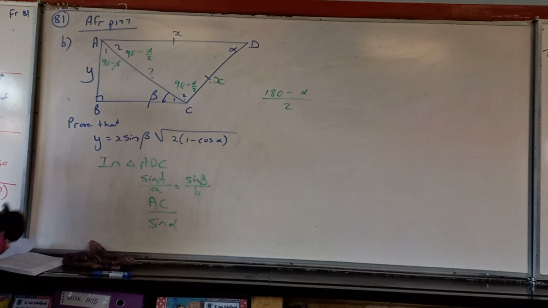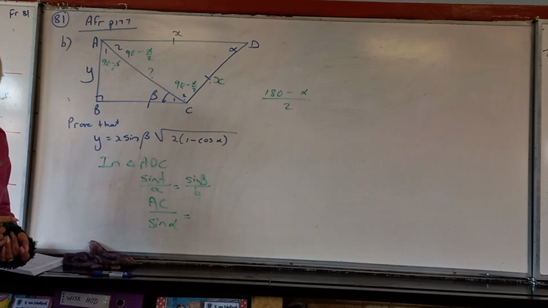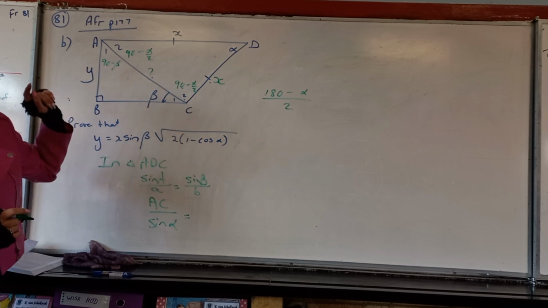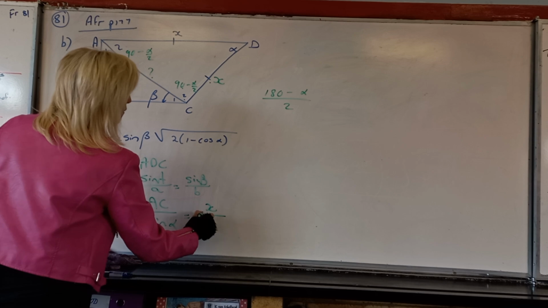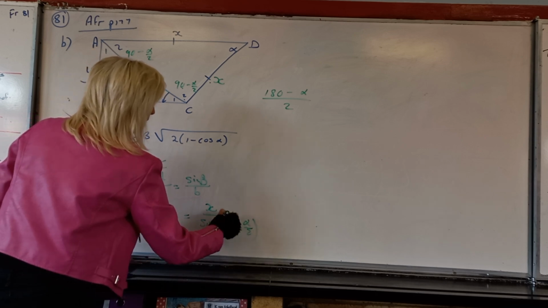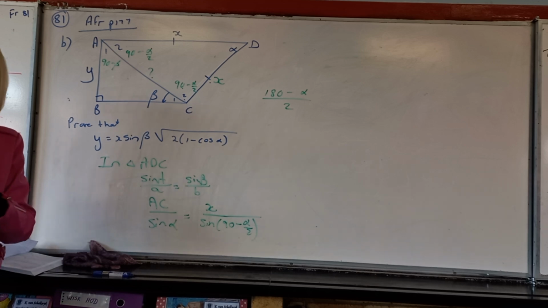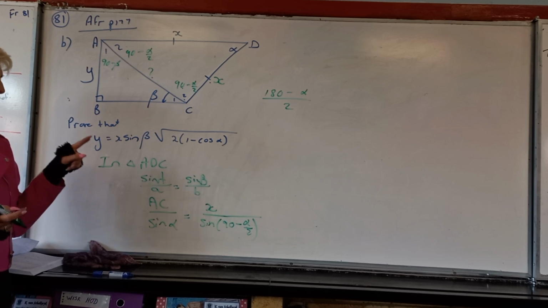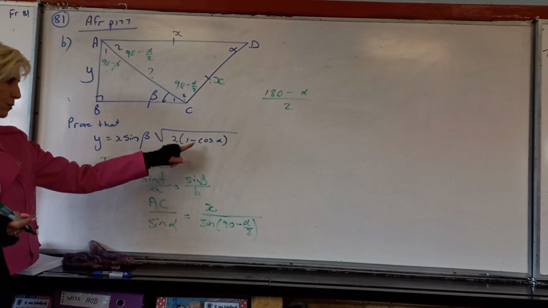alpha, AC over sine alpha, and then which side and which angle? Well, it doesn't matter because they're both the same. You with me? Yes, ma'am. So if I write those down, it's going to be x over the sine of 90 minus alpha over 2. And now I'm going to change my mind most probably because I have to teach you this. If I'm aiming for this, what do you think I should be working with?